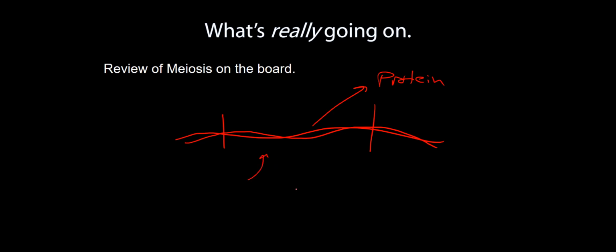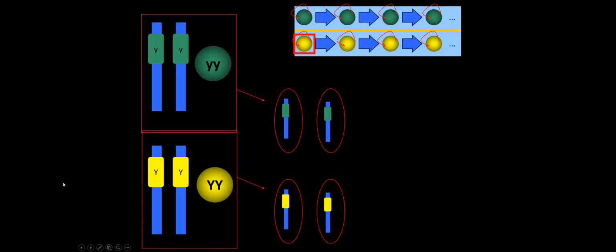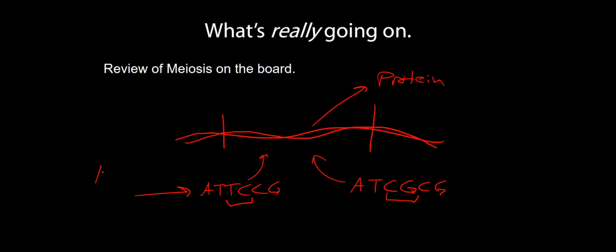There can be different versions of this. So some people might have a gene that says, for example, ATTCCG, and somebody else might have a variant of that gene, like ATCGCG. So you can see that they differ right here. And so different versions of a gene are called alleles. So you would say, I have the allele for blue eyes, I have the allele for green eyes, etc.